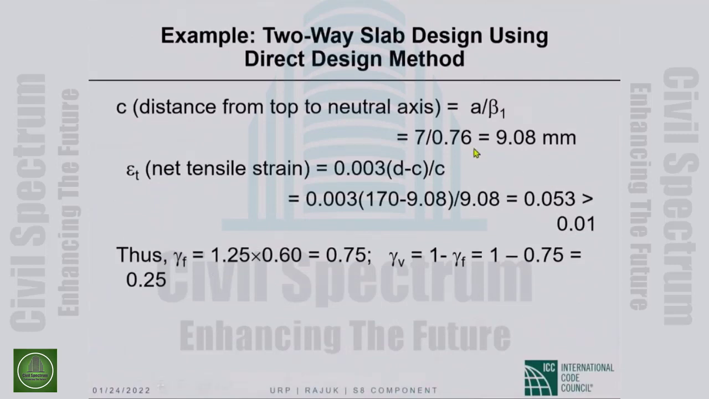For 40 MPa concrete, beta sub 1 is 0.76. So the neutral axis depth is 9.08 millimeter. So the net tensile strain by straight line strain distribution comes to 0.53. And for us to increase gamma sub f to 1.25 times gamma sub f, this net tensile strain has to be larger than 0.01. We made it without any problems.